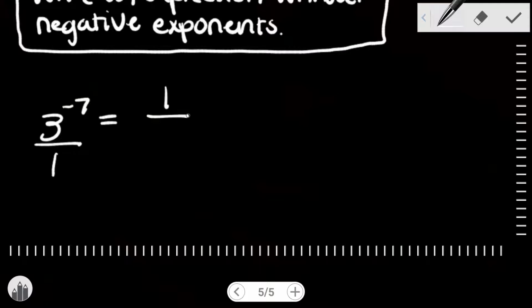So it's going to be 1 over 3 to the 7th. And the reason you can see this problem is that anything can be divided by 1, so it's really 3 over 1. So this is equal to 1 over 3 to the 7th power.